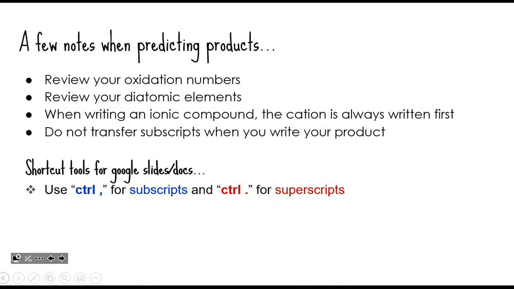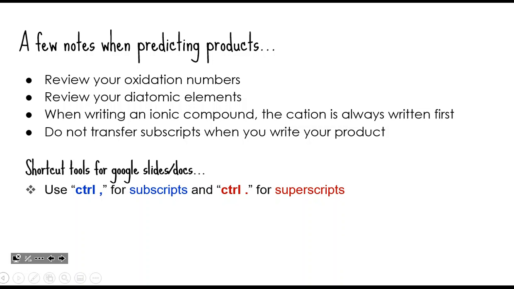And when you're writing an ionic compound, remember the cation's always written first. We figure out the charges and make it add up to 0. Do not just transfer the subscripts when you write your product, because when you're writing an ionic compound, it's not based off of the original subscripts, it's based off of the charges adding up to 0.